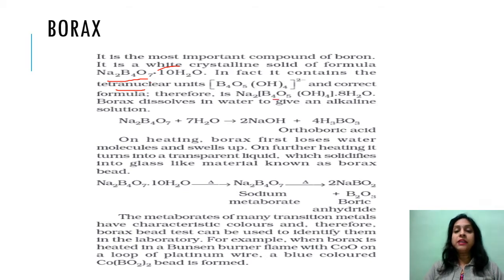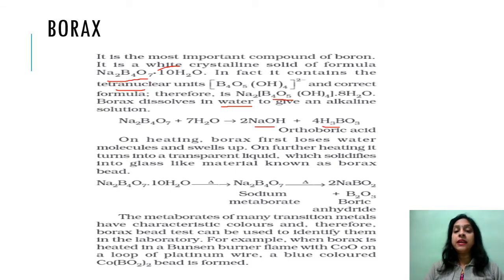ये वाला Na2B4O5(OH)4·8H2O. This compound easily dissolves in water and it gives an alkaline solution. Alkaline solution कैसे? That is because after reacting with water, it gives sodium hydroxide as well as orthoboric acid. Orthoboric acid is again a very important compound. ये soapy touch वाला compound होता है and its formula is H3BO3.